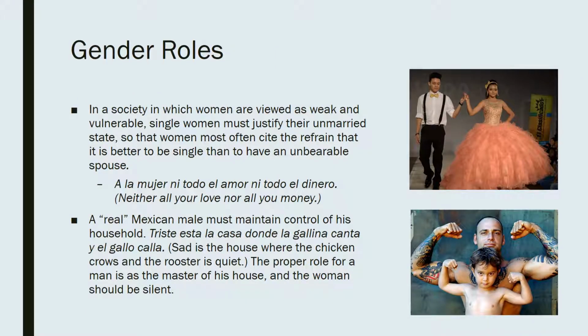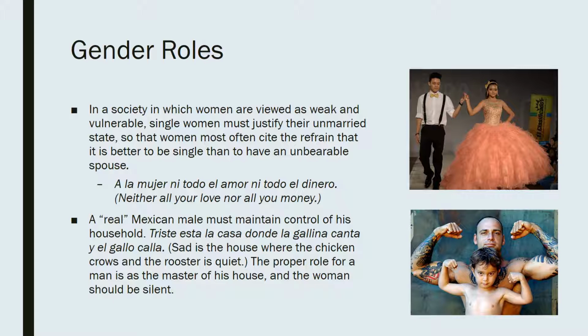Gender roles. In a society in which women are viewed as weak and vulnerable, a single woman must justify their unmarried state, so women most often cite the refrain that it is better to be single than to have an unbearable spouse. Neither all your love nor all your money. So if you're a horrible man, it doesn't matter how desperate she is to marry, it's not going to be you. A real Mexican male must maintain control of his household.